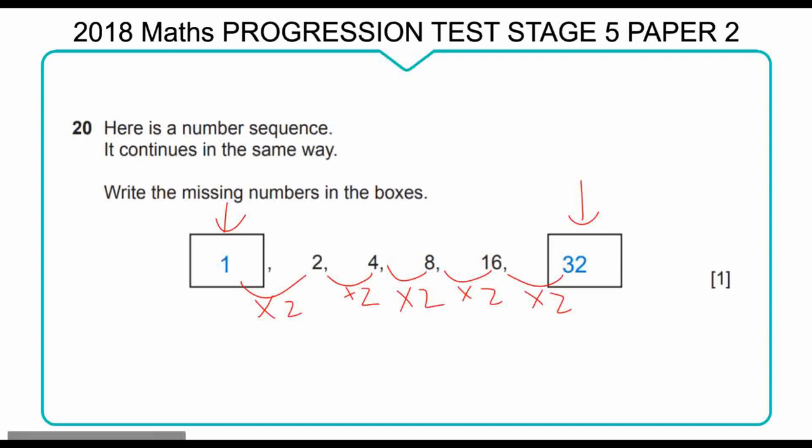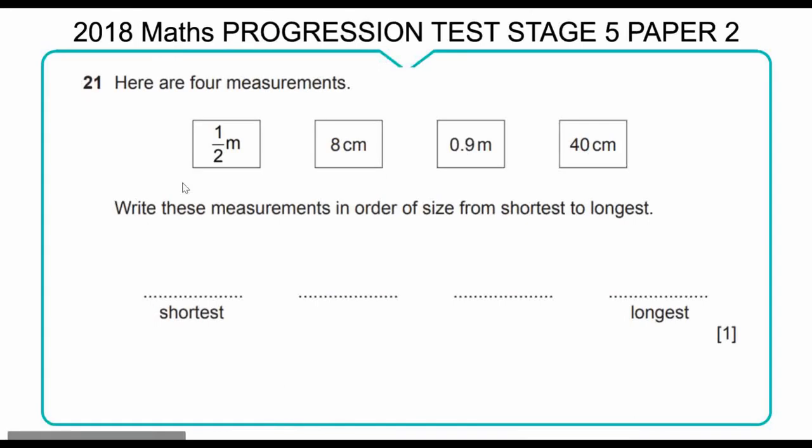Okay, let's move on, guys. Question 21. Here are 4 measurements: half a meter, 8 cm, 0.9 meter, 40 cm. Write these measurements in order of size from shortest to longest.